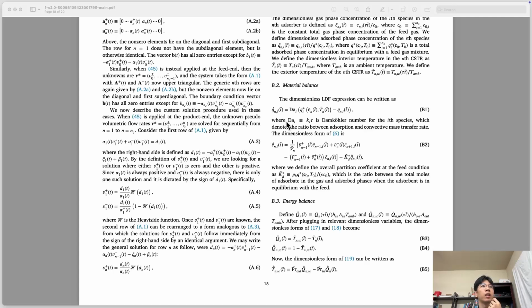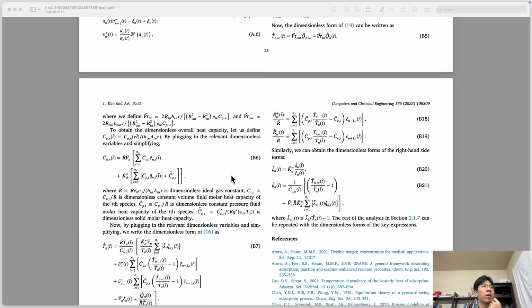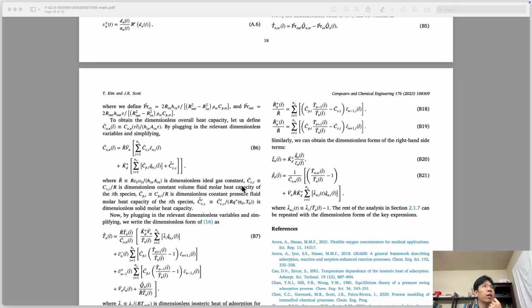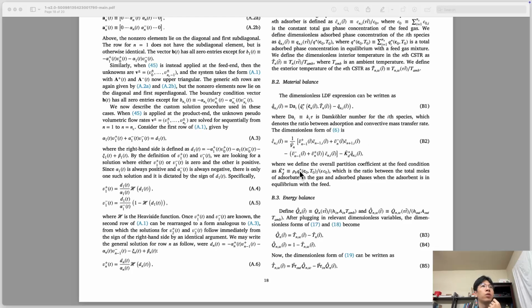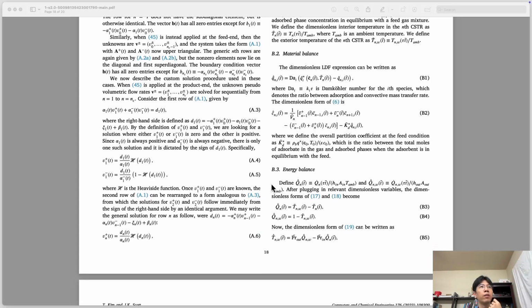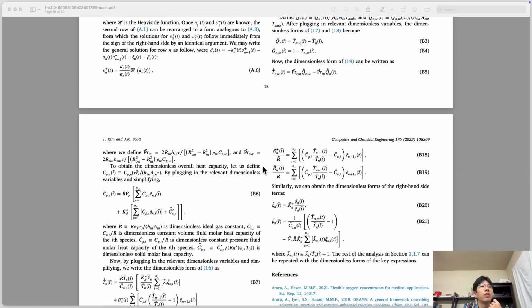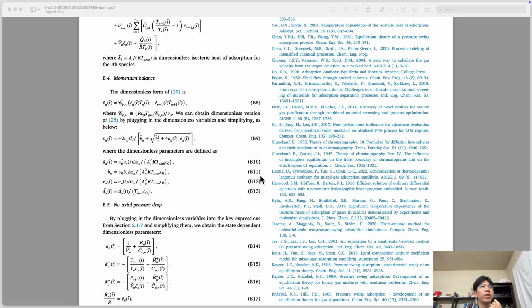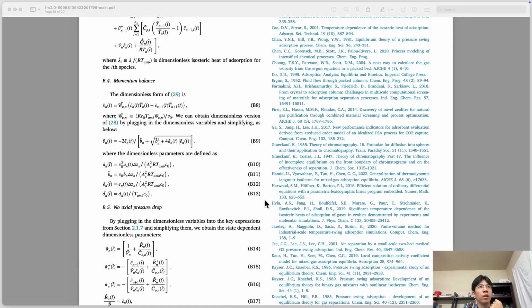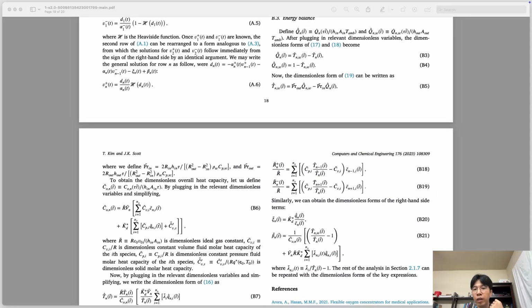So you can use these things like the Damköhler number or even some partition coefficient like KD, which is here, which is basically the ratio between total moles of adsorbate in the gas and adsorbed phases, right? When the adsorbent is in equilibrium with the feed. So all this non-dimensionalization work allows you to better appreciate the physics of the system. And toPSAil by default uses the non-dimensionalization whenever simulations are run using toPSAil.